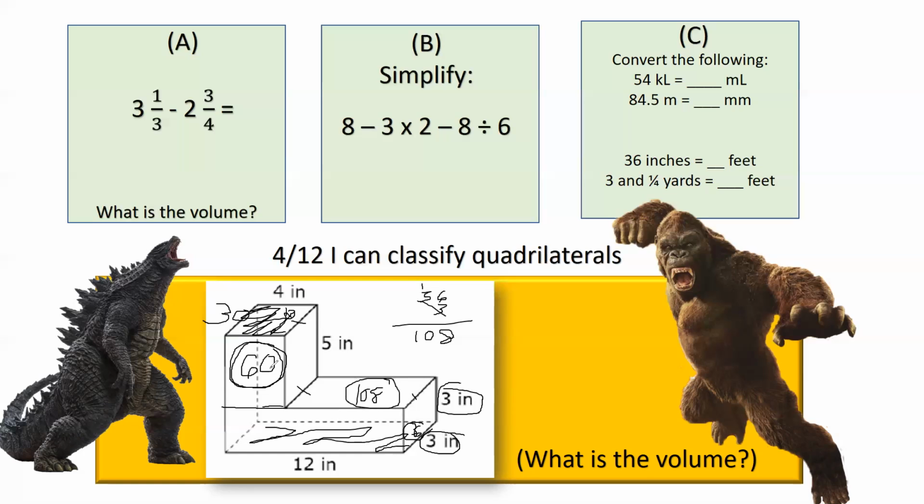Volume of the top, 60. Add those together. The answer is 168. Because the bottom's 108, the top is 60, 168. All right.